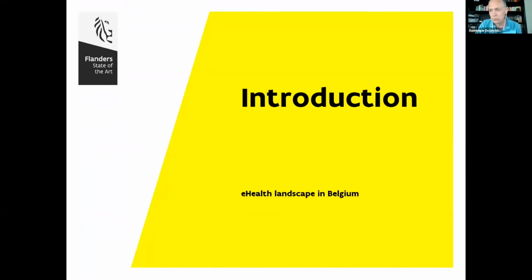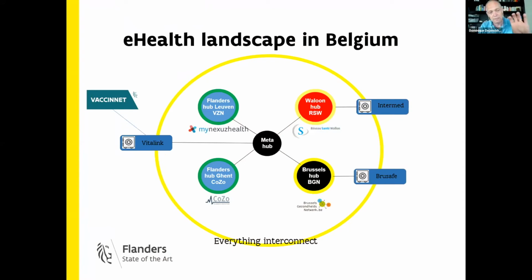I think it's interesting to give an introduction on the e-health landscape in Belgium. As you can see on the left side, you have Vaxenet as a registration system. That's a standalone application, but we have a network of interconnected hospital hubs. So we have 2 hubs in the Flanders region, Leuven and Gent. We have the Walloon hub in the French-speaking region, and we have the Brussels hub in our capital. So that's a hospital network. All hospitals are connected to one of those hubs.